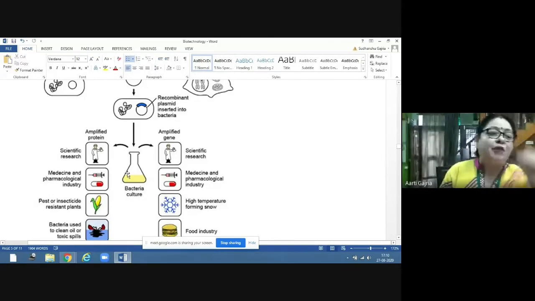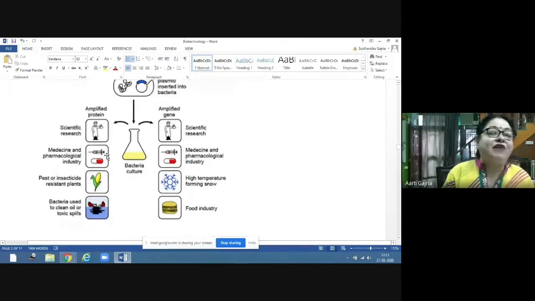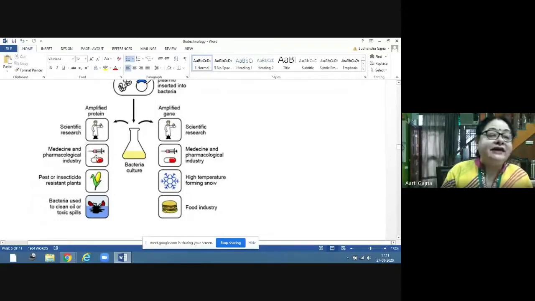Now these many copies will amplify the genes. The gene will be amplified. There will be multiple copies of the desired gene which we want. So this can be used for scientific research. This can be used for medicine and pharmacological industries. This can be used in making pest or insecticide resistant plants. And this can be used as bacteria used to clean oil and toxic spills. When the ships and all, they spill the oil in the sea, these bacteria help in cleaning the oil spill.